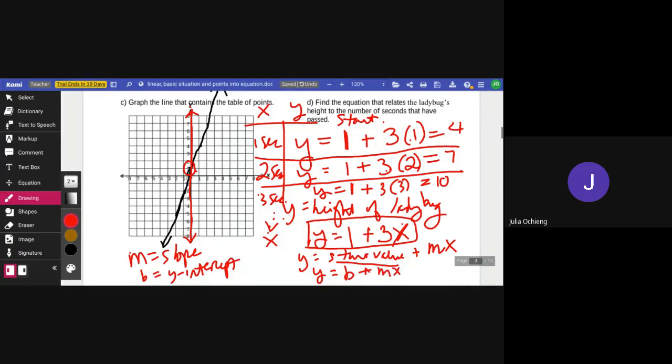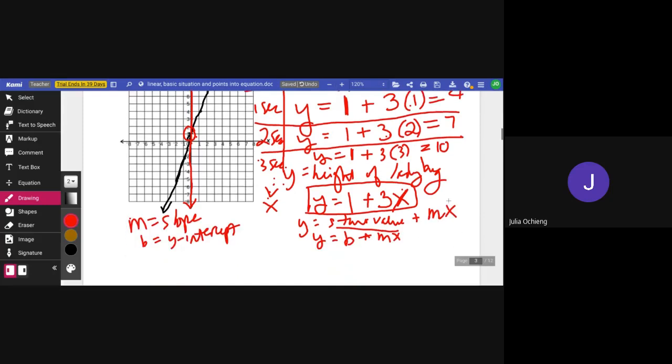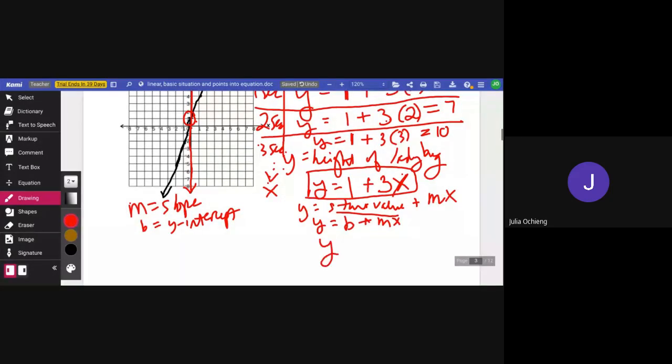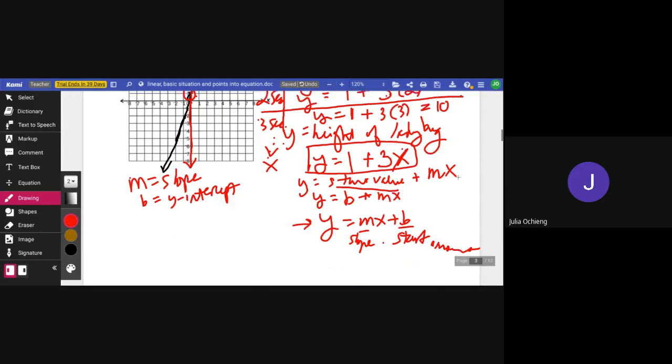And the way that that's usually written in math books, it's actually y equals mx plus b, not b plus mx. All right, so that should look familiar to you. So that's where the equation y equals mx plus b comes from. The b is the y-intercept, or the start amount. And the m is the slope.